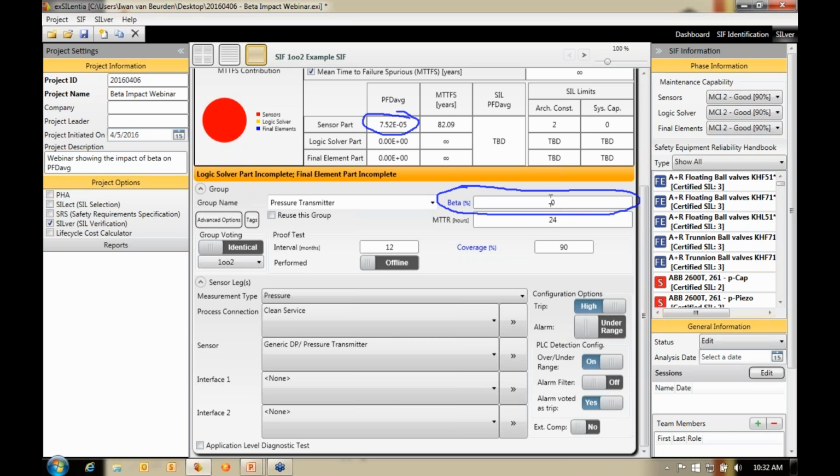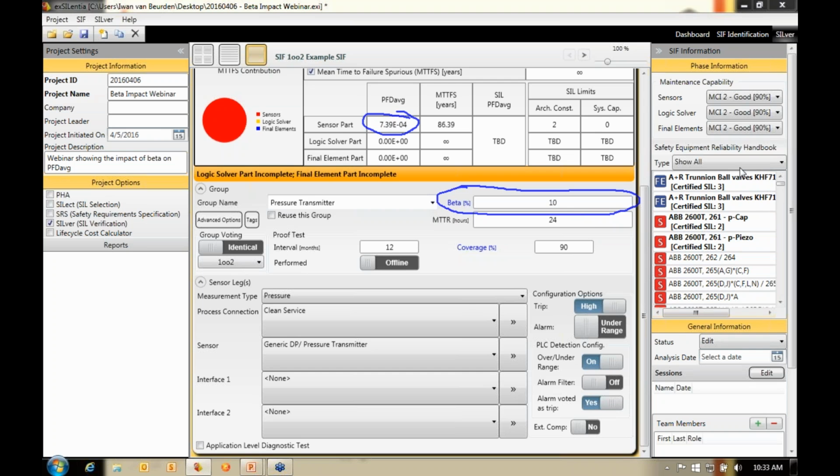If we would go to, let's say, 10%, in other words, 10% of all failures will result in a common cause event, we see that our probability of failure increases to 7 times 10 to the minus 4. So PFD goes up as common cause goes up, and we can see the same if we go from 0 to 2%, we see it increase. If we go to 5%, we see it increase, and if we go to the 10%, there's another increase. So as common cause increases, probability of failure on demand increases, just as we would expect.